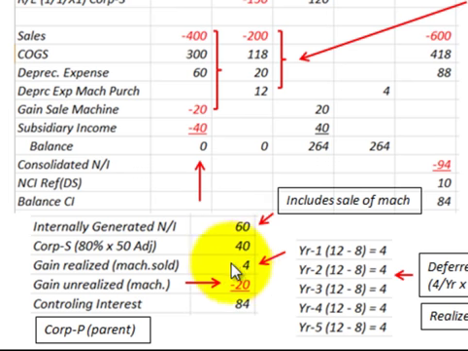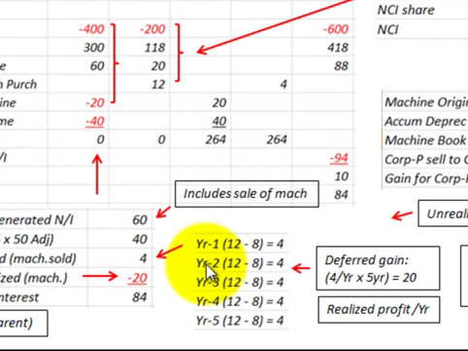So in this case, they realized $4,000, a gain on the sale of that machine, and that's really the first year's change in depreciation between the $12,000 and $8,000. That was the $4,000 gain that they recognized. And then the gain unrealized, that was really the total gain on the machine. But what we want to look at is the difference between the 4 and the 20. So that gives us a total unrealized gain remaining from year 2 through year 5. That would be $4,000 per year, or $16,000 as a deferred gain at this point.